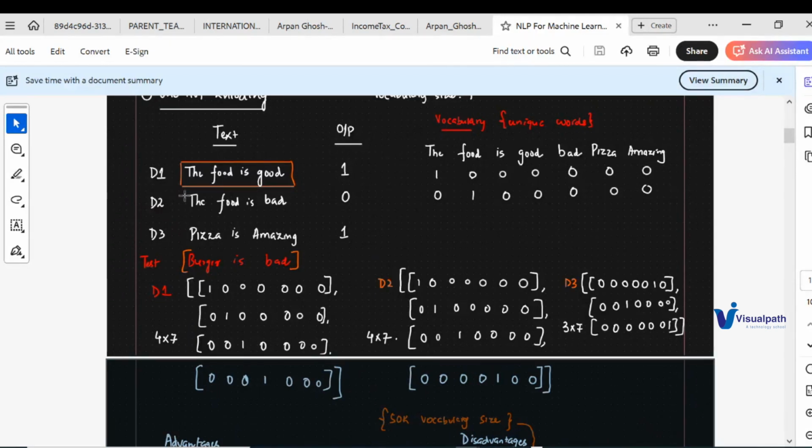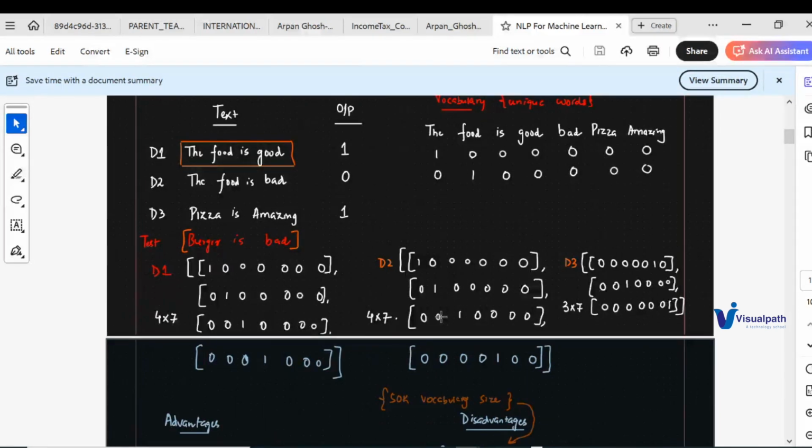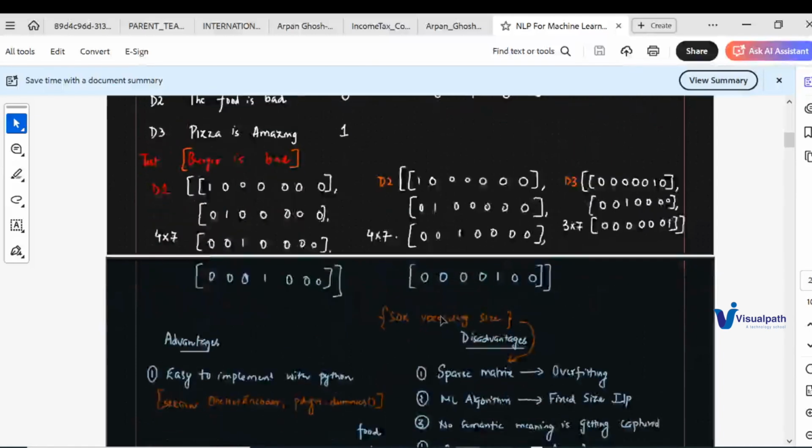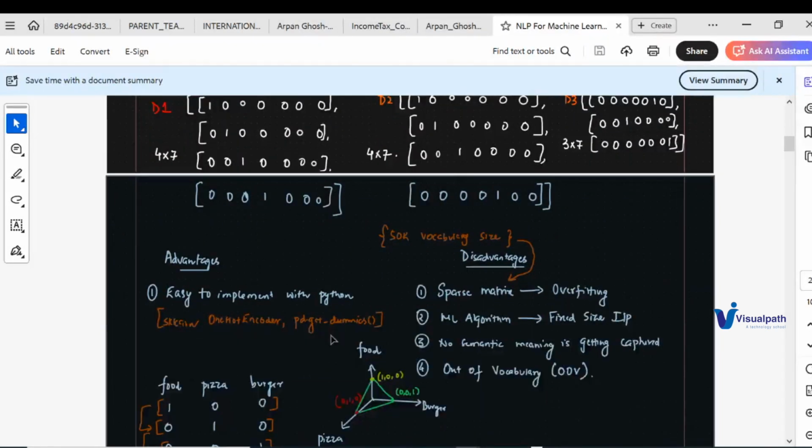Obviously, similarly, food is bad, 4 cross 7. Pizza is amazing, 3 cross 7, because we have 3 unique words, right? So that's why 3 cross 7. So now it is pretty simple, as we could see. What are the advantages? It is easy to implement, but there are more disadvantages. That's why this is not used at all. But this was the initial one from which other techniques were developed.